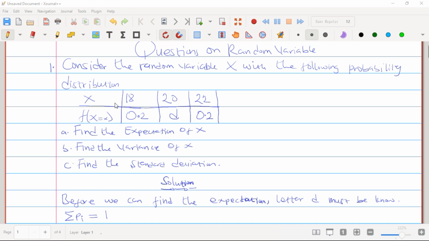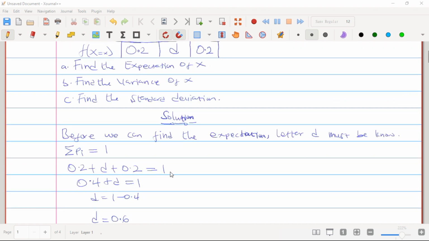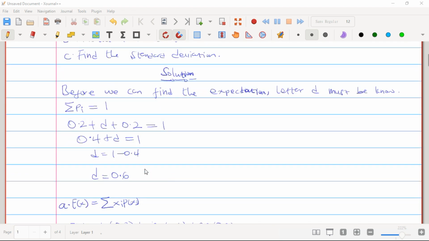So at the end of the day, we have been given x with its respective probabilities, and we have been asked to find the expectation of x, variance of x, and standard deviation, right? But before we can find those, one has to know what the d is. We learned in the discrete probability distribution that the summation of our pi is equal to 1. So I'm going to just sum the probabilities and equate it to 1, and we get our d to be 0.6, right?